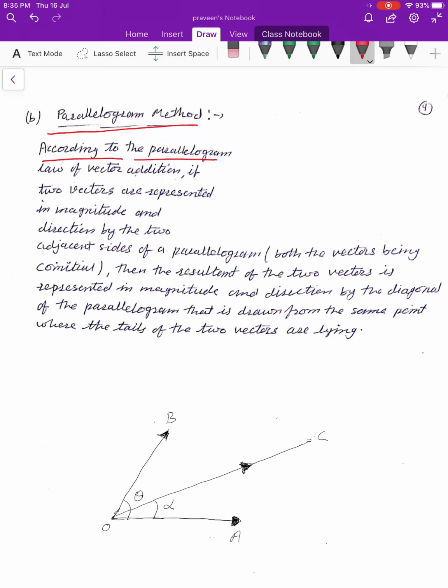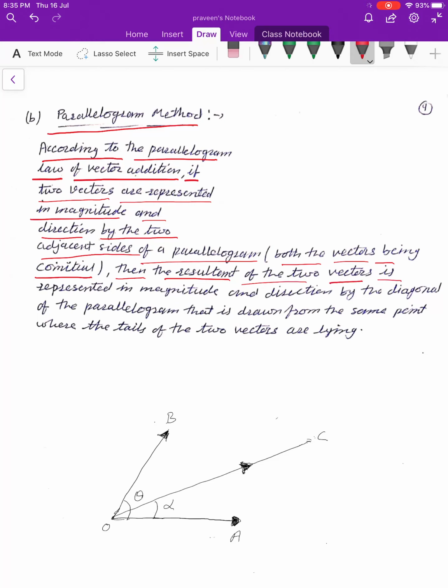According to the parallelogram law of vector addition, if two vectors are represented in magnitude and direction by the two adjacent sides of a parallelogram, both the vectors being co-initial, meaning they start from the same point, then the resultant of the two vectors is represented in magnitude and direction by the diagonal of the parallelogram that is drawn from the same point where the tails of the two vectors are lying.